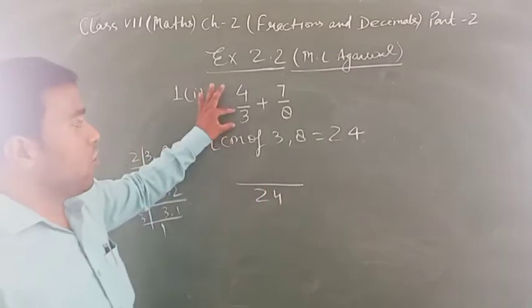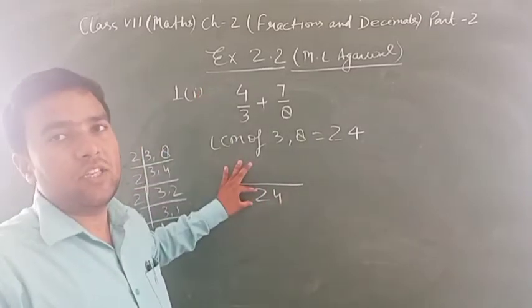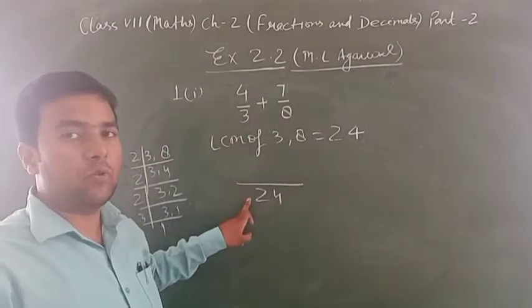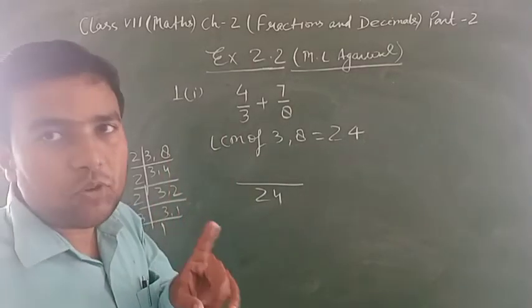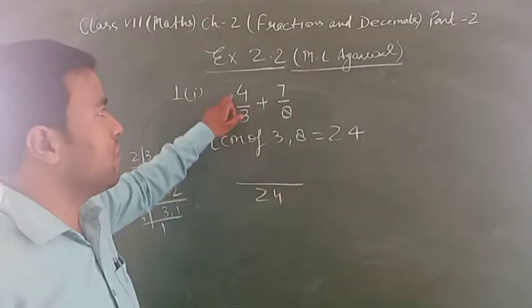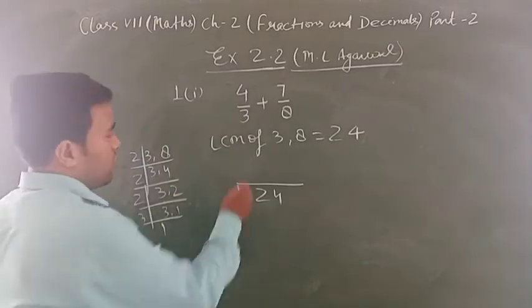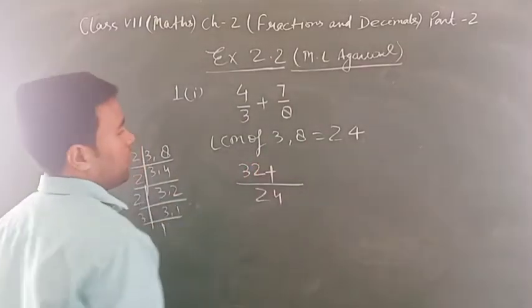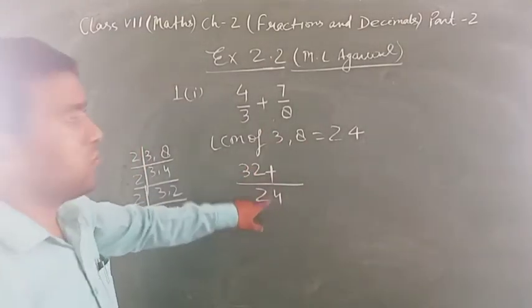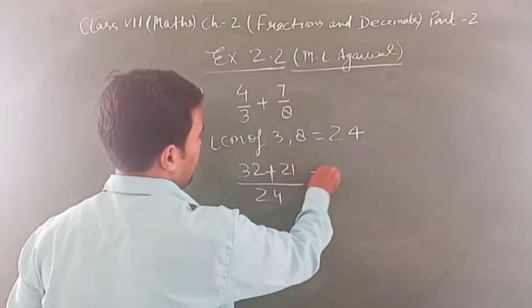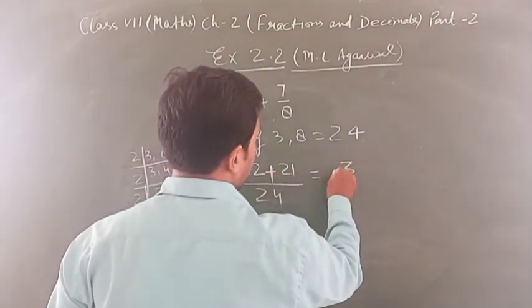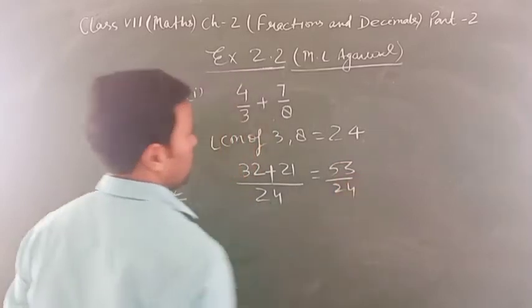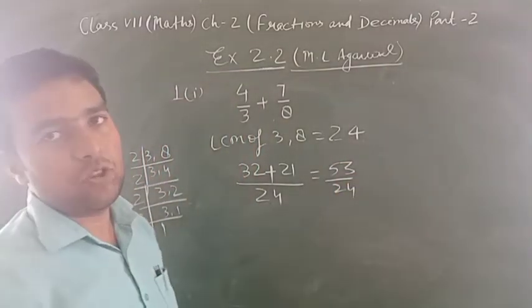Clear? Denominator divided by denominator. So 24 divided by 3, 8 will come. From 3, you will do multiply in the numerator. 8 4 is 32 plus 3 7 is 21. 32 plus 21 is 53 by 24 is the answer.